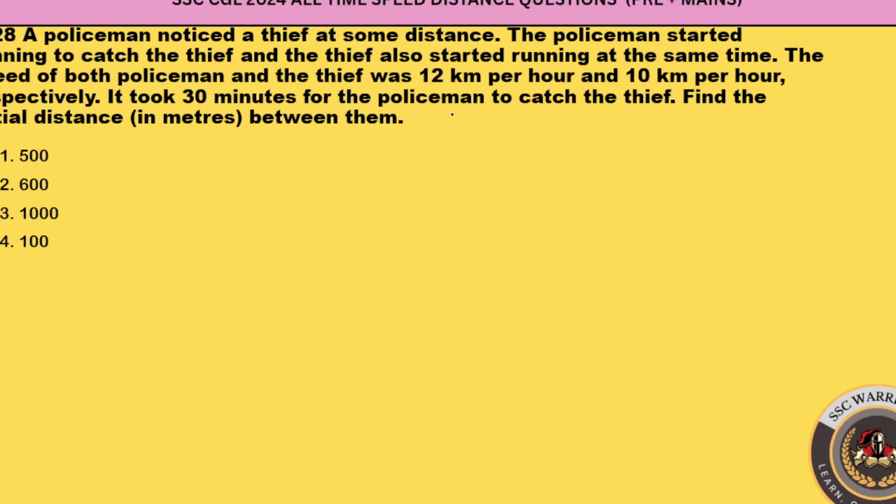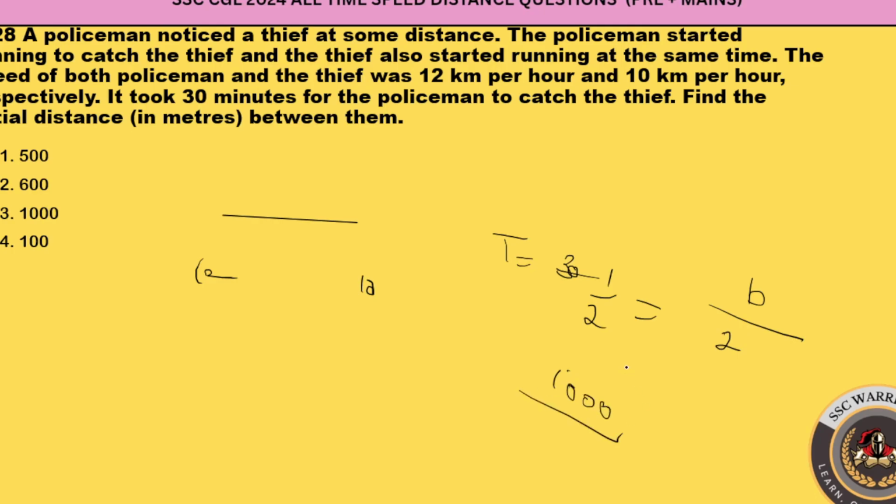A policeman noticed a thief at some distance. The policeman started running to catch the thief, and the thief also started running at the same time. The speed was 12 km per hour for the police and 10 km per hour for the thief. It took 30 minutes. Time is distance upon speed, and 30 minutes is half an hour, equal to distance d upon relative speed, S1 minus S2, which is 2. So the distance is 1 kilometer or 1000 meters.